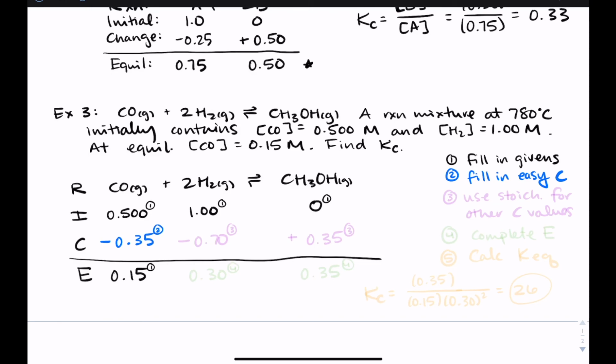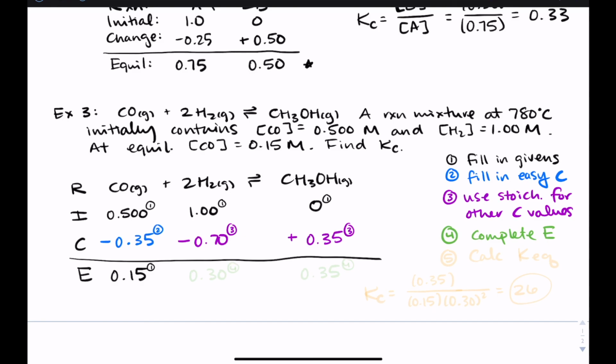Then you use stoichiometry for all of the other change values. So carbon monoxide, I lost 0.35. Hydrogen gas, also a reactant. So when I use up carbon monoxide, I also use up H2. So this is why it has a negative. But I use twice as much, right? That's what my coefficient tells me. So I'm going to lose 0.7 molar of H2. And then the CH3OH, it's a product. I'm going to make this, so my change is positive. And based on mole ratios, I'm going to make 0.35 of it.